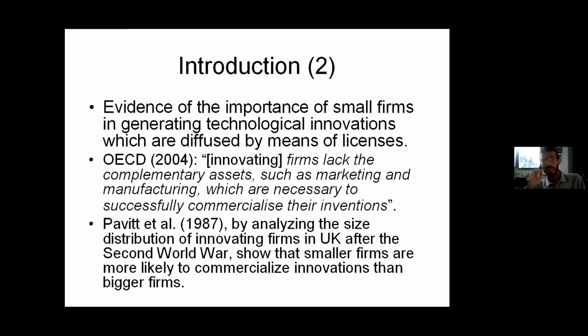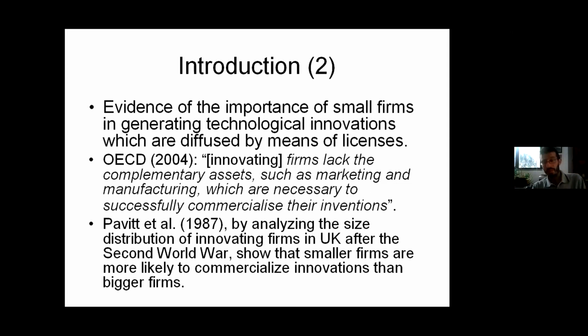For example, there is a quotation from the OECD which says that innovating firms lack the complementary assets, such as marketing and manufacturing, which are necessary to successfully commercialize their inventions. So what happens sometimes or often is that the innovating firm is a small firm, so it is likely to be capacity constrained. What we want to model is exactly this situation, where the innovating firm is capacity constrained.